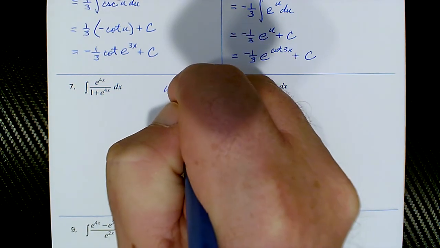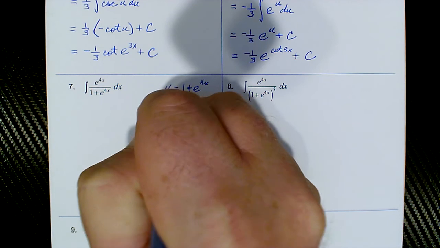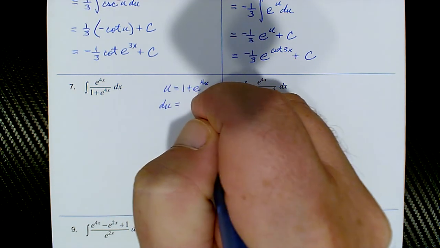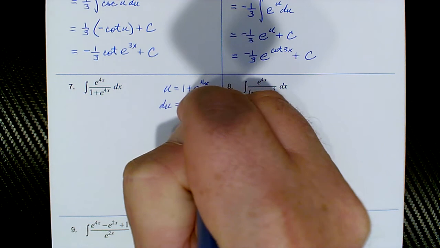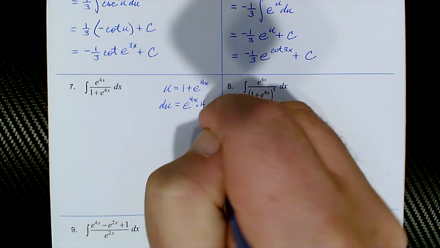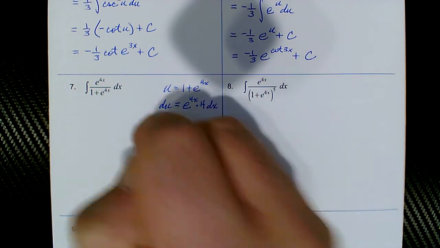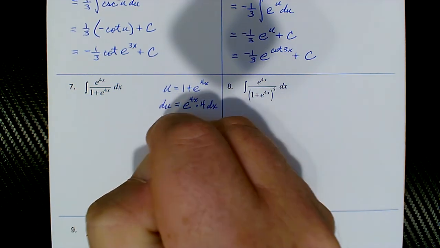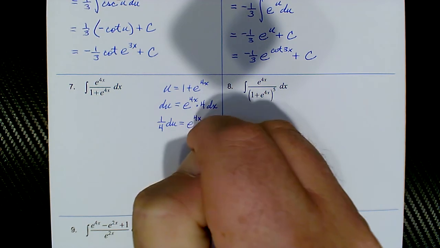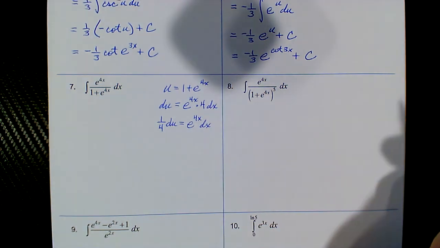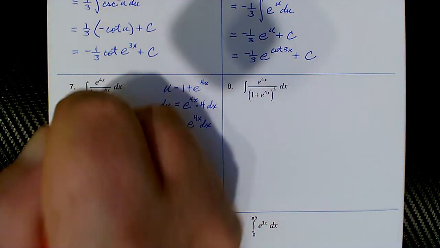So we'll take our u to be 1 plus e to the 4x. Make sure you put yourself in the differentiation mode. Derivative of 1 is 0. Derivative of e to the 4x is e to the 4x times 4. And we tag along the differential dx. And then we modify by the 4, so we get that 1/4 du is e to the 4x times the differential dx. And keep in mind, we're trying to fit the form of du over u.